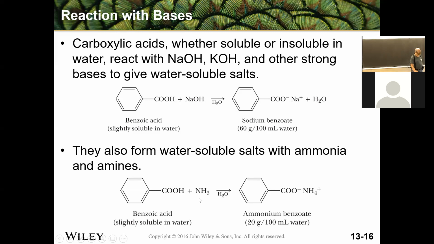Remember when we talked about ammonia and amines that they were weak bases. So carboxylic acids can react with ammonia and amines to form ammonium salts. Here we have benzoic acid, again just slightly soluble in water, but the salt ammonium benzoate now is 20% soluble in water. We produced a species that has charged groups, which would render that ion more soluble in water.